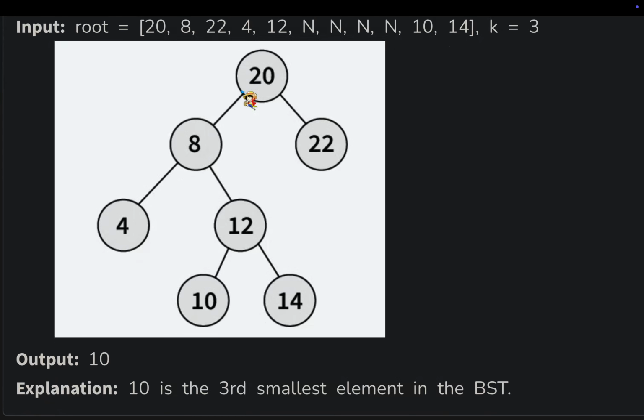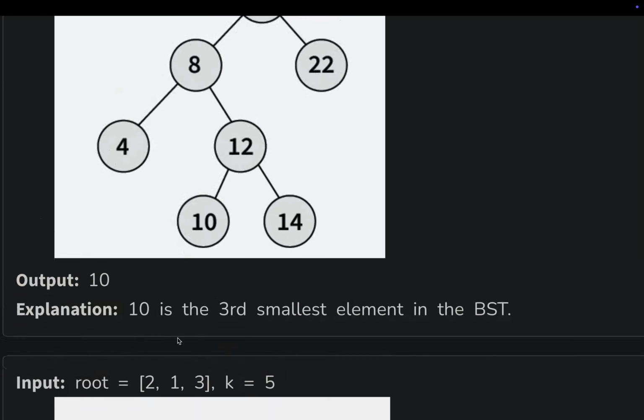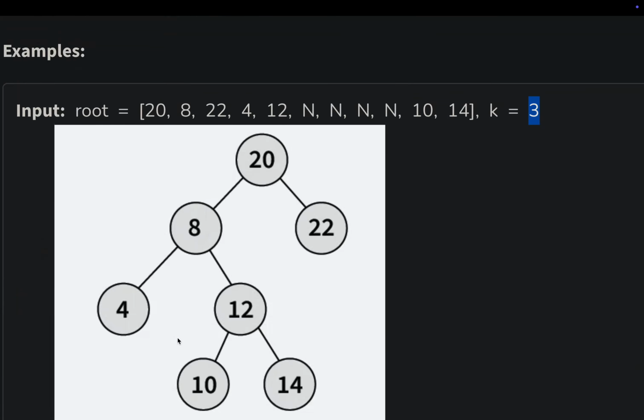Very straightforward. So in this way, we have a binary search tree, and we want to find out the third smallest. We know the smallest element here is on the very left hand side, which is 4, which is the first smallest. Second smallest would be 8, and third smallest would be 10. But how would we get to know?